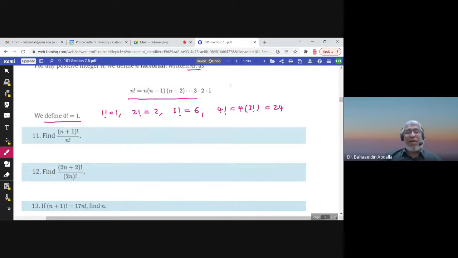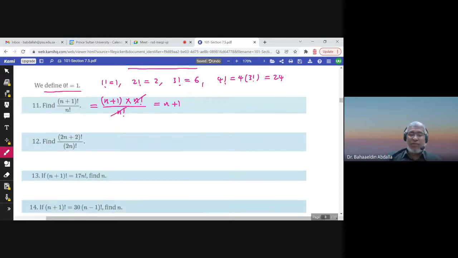So for example here, n plus 1 factorial, the definition is n plus 1, okay, the first number first, times I subtract 1. If I subtract 1 from n plus 1, I'll have n. Then times n minus 1, n minus 2. But I can stop at any time and write factorial. So in fact, n plus 1 factorial is n plus 1 times n factorial. Why did I write it like this? Because I can cancel n factorial with n factorial, and the answer would be n plus 1.